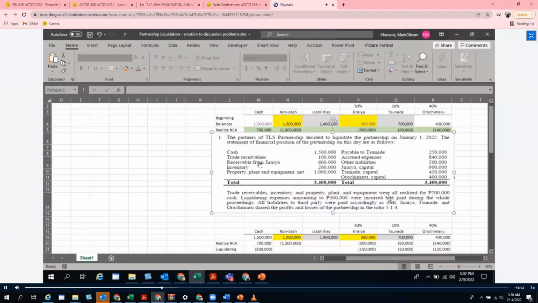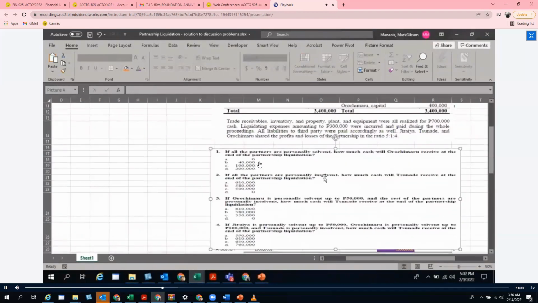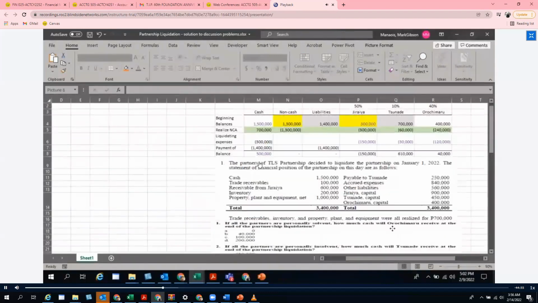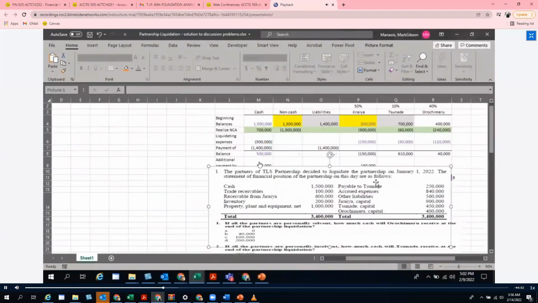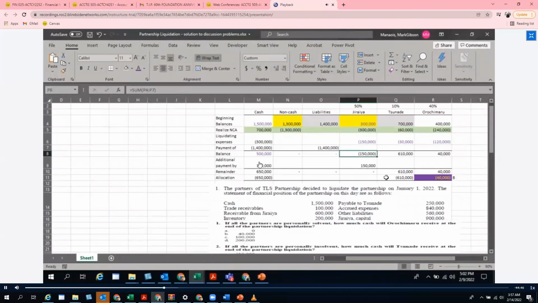But remember, sabi ng problem, requirement number 1, ang sabi is all of the partners are personally solvent, no? Kasi from here, on this part, nakita mo na class na si Jairaya, meron na siyang utang ng 150,000, di ba? And since sabi lahat daw ng partners are solvent, then Jairaya can pay additional, no, to cover yung negative balance sa capital niya, no? So technically it's a debit balance, no? This is capital account, no? So paano natin gagawin 'yon?